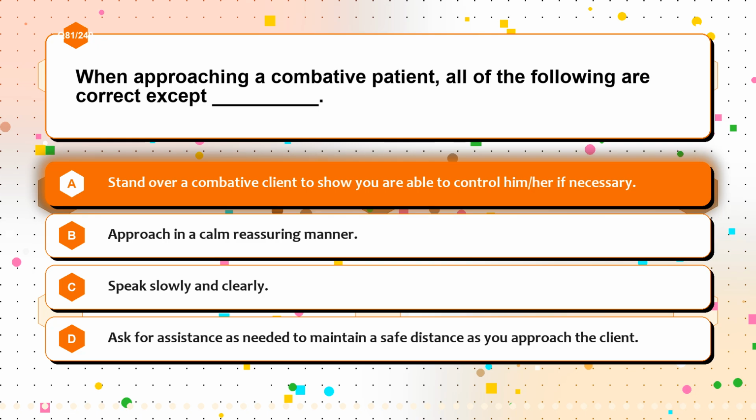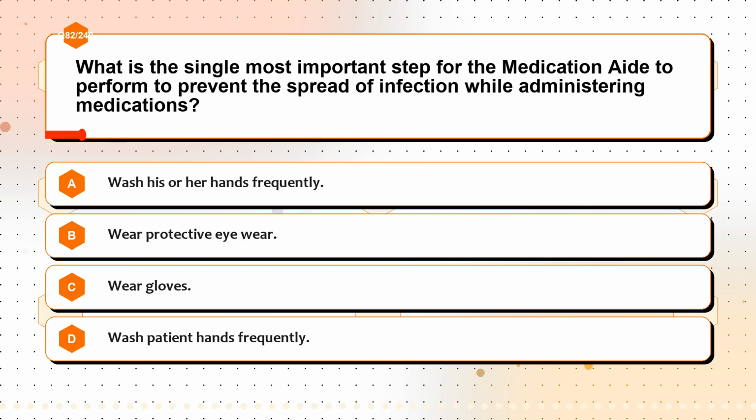The correct answer is option A, stand over a combative client to show you are able to control him/her if necessary. Question 82. What is the single most important step for the medication aide to perform to prevent the spread of infection while administering medications? Here are the options. Option A, wash his or her hands frequently.